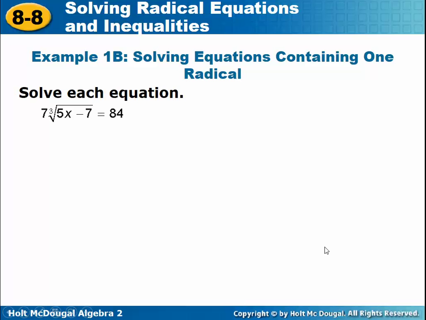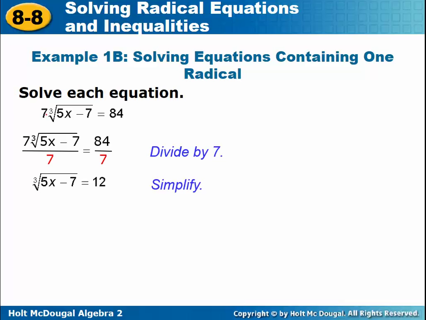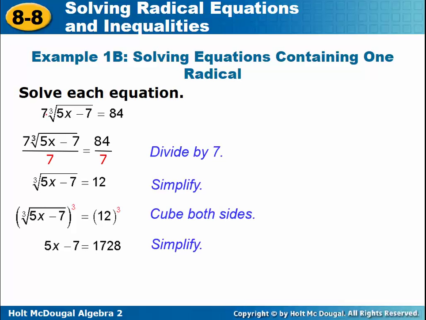Okay, here's one with a cubed root. Now this means 7 times the cubed root of 5x minus 7 equals 84. It looks really messy, actually simplifies really quickly. The first thing we're going to do is divide both sides by 7. That undoes the 7 times that cubed root. And it's a nice even number of 12. Now we just have to undo the cubed root, so we cube both sides. 12 cubed is a big number, but that's all right. Your calculator can help you find it, and it's 1,728.